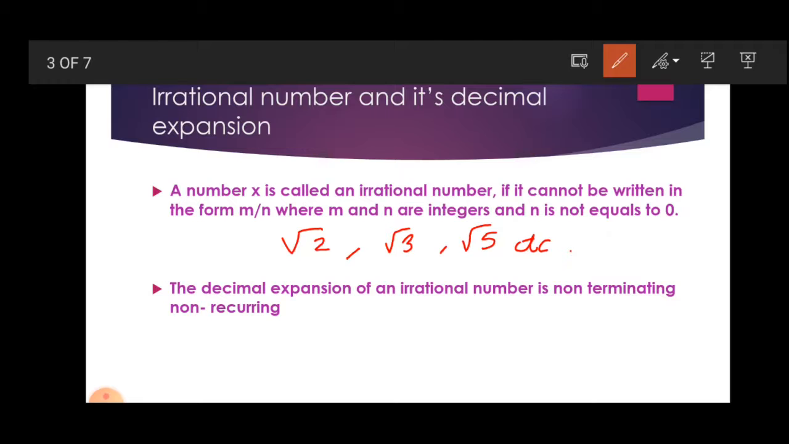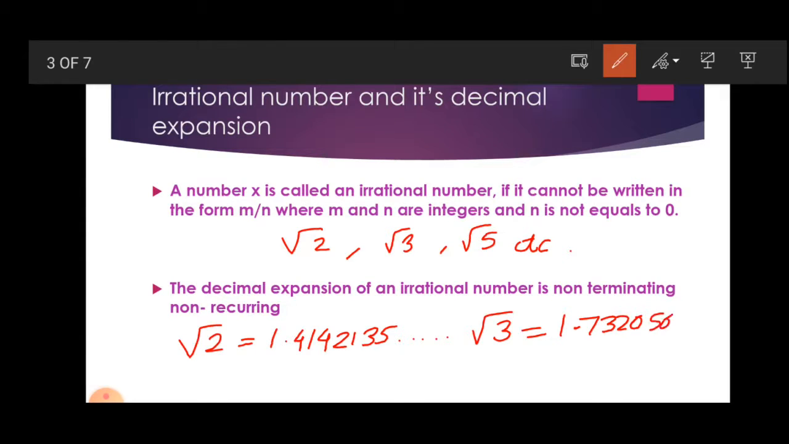Value of root 2 is equal to 1.4142135. We can find up to infinite decimal places. Similarly, value of root 3 is equal to 1.73205008. We can find the value of root 3 up to infinite decimal places. So the decimal expansion of an irrational number is non-terminating, non-recurring, as the numbers are not repeating.